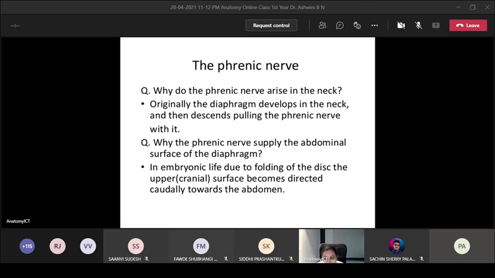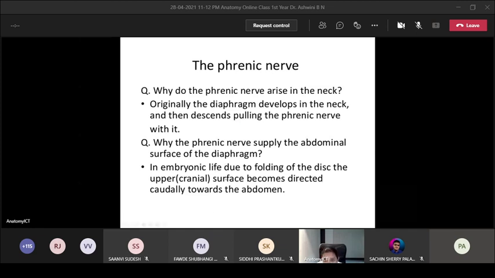So the primitive diaphragm is present in the cervical region. Later it descends down to its original position. By descending down, it brings the phrenic nerve along with it. So that's why we can find the phrenic nerve in the neck, and it has a long course. Because of its long course, it is vulnerable to injury.